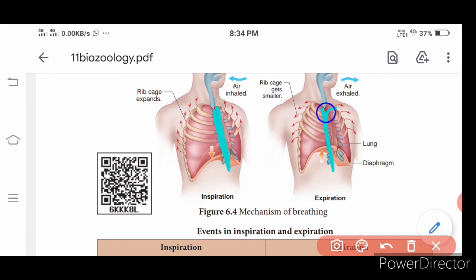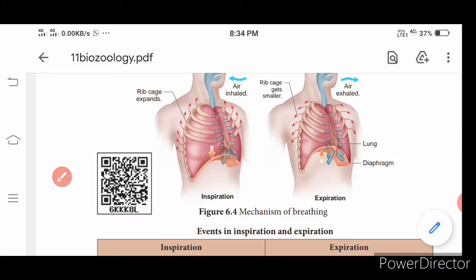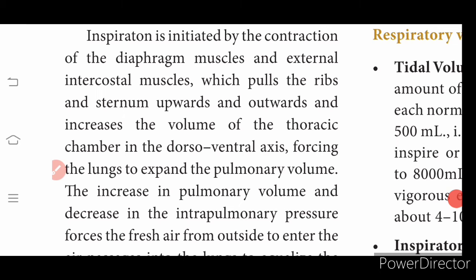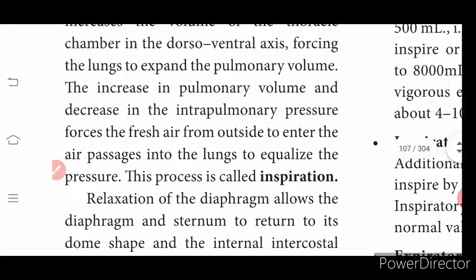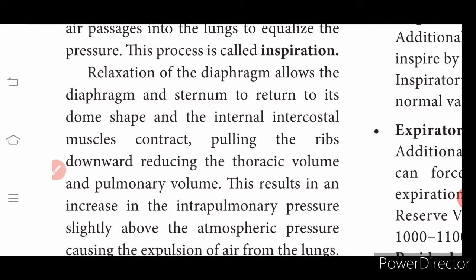This is what is called as sternum. Okay, so the rib cage is there. This side also ribs are there. They are attached by means of the middle bone, that is called as the sternum. Yes, so that is what is given here. Inspiration is initiated by contraction of the diaphragm muscle and external intercostal muscle, which pulls the ribs and sternum upward and outward, increases the volume of the thoracic chamber in the dorsoventral axis, so that the lungs will expand to increase the pulmonary volume. Okay, so that the process of inspiration is occurring.